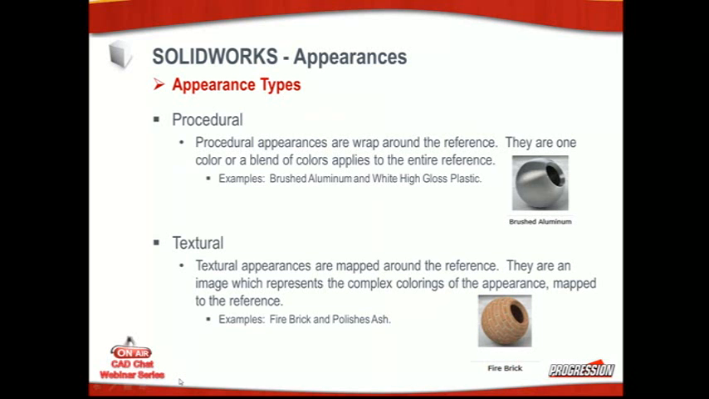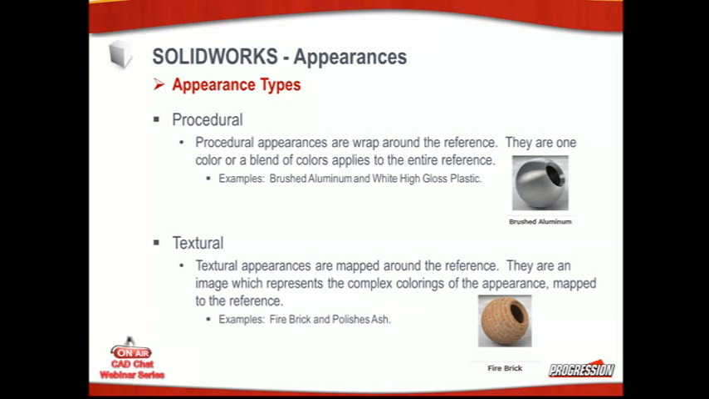Now, appearance types. There are two different types that we can work with. Procedural appearances. Those are the ones that just apply colors, basically. It wraps around the entire reference, the model. It's usually one color or a blend of colors. Some examples would be brushed aluminum or white high gloss plastic.